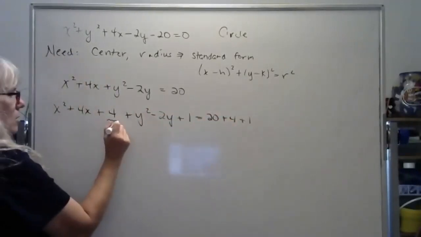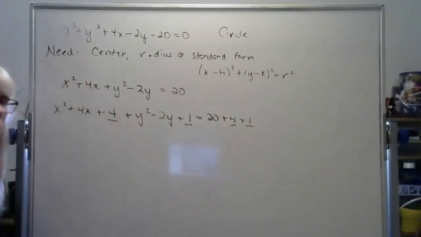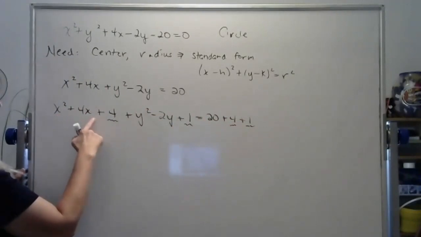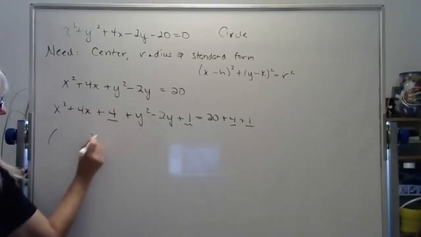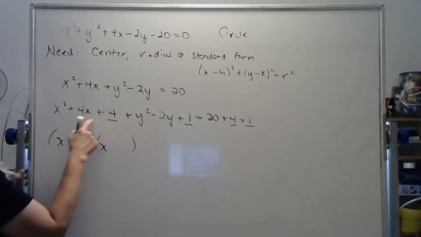So whatever I added here, that 4 and that 1, I'm adding over here also so that I'm not changing the equation. So you can do whatever you want to an equation as long as you do it to both sides. Okay, then we're going to come in and factor. What does x squared plus 4x plus 4 factor into? So you need factors of 4 that add to 4.